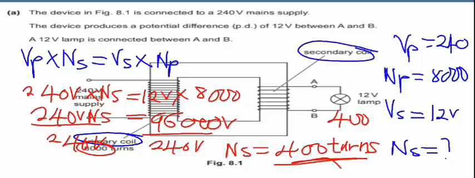Usually we have two types of transformers: the step-down transformer and the step-up transformer. Whenever you have more turns on the primary coil, like this one, where we have 8,000 turns on the primary coil and fewer turns on the secondary coil, this is a step-down transformer. When you have fewer turns on the primary coil, suppose you have 40 here and 400 on the secondary, this is a step-up transformer. So the answer here is a step-down transformer.